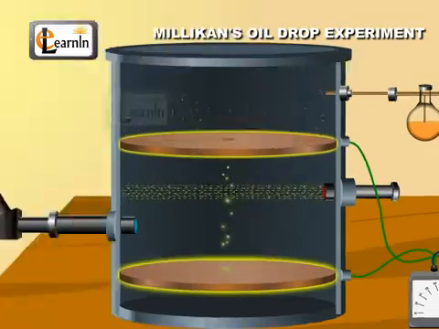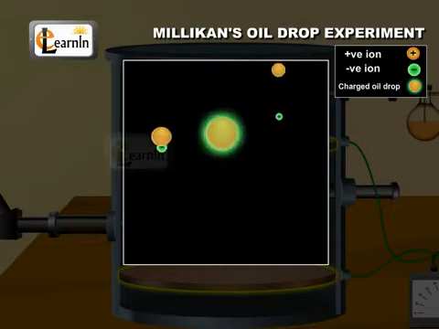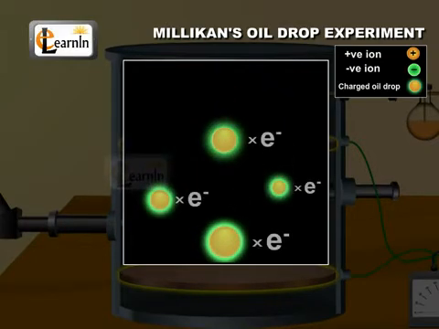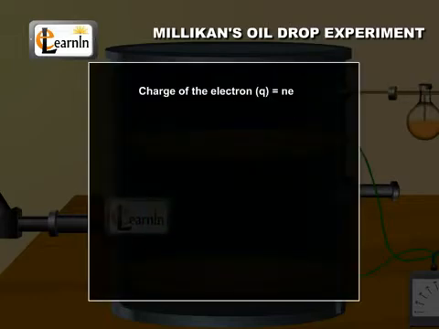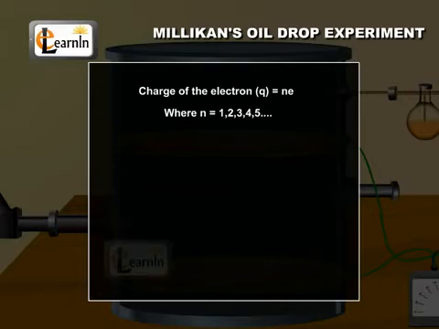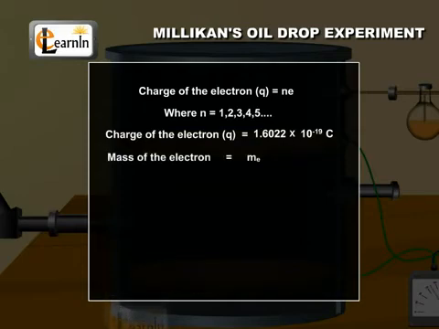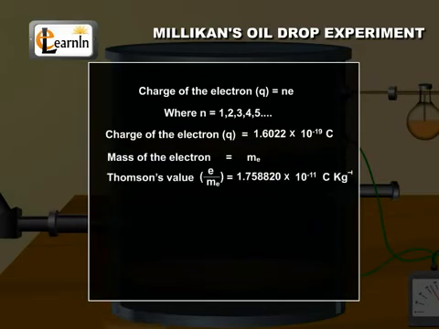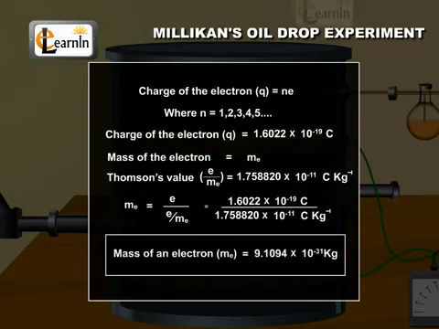With this experiment, he observed that the magnitude of electrical charge q on the droplets is always a multiple of electrical charge e. That is, q equals ne, where n is equal to 1, 2, 3, and so on. Using the value of charge of the electron, the mass of the electron, m_e, was then determined by combining Thomson's value of e by m_e ratio. The value shown is the value of the mass of an electron.